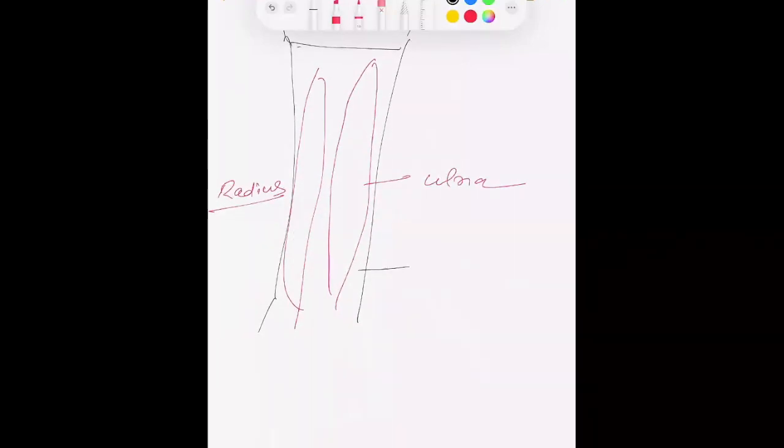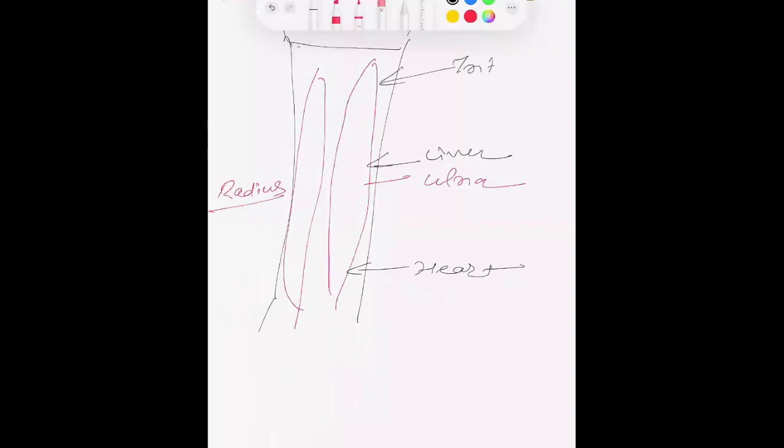Then I am taking heart point here, liver point here, and intestine point here. Then you will ask why heart point here? Because I have divided this bone in three parts. This is the upper part, this is the middle part, this is the lower part.